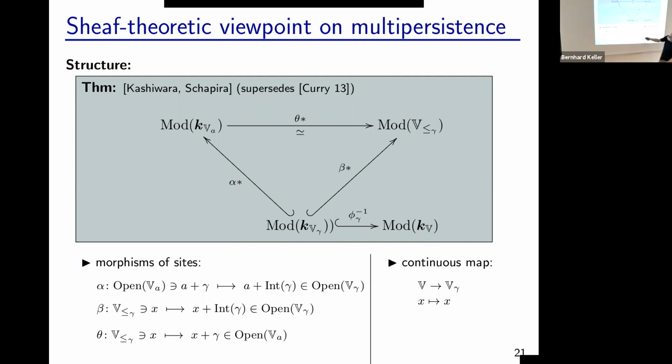Now, here is the description of the sites from which these functors originate. And this functor here is the quasi-inverse of a functor that is in the other direction, that is given by the identity considered as a continuous map from the usual topology, the Euclidean topology, to the gamma topology, the refinement of the gamma. Okay, so this was proven by Kashiwara and Schapira.